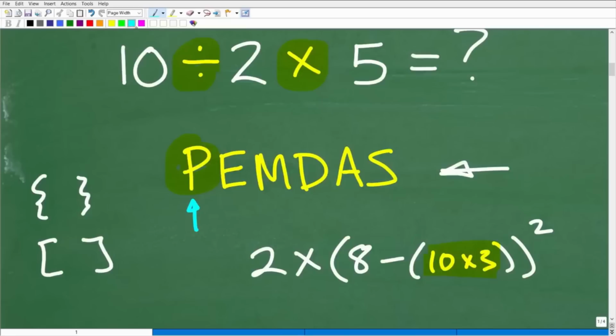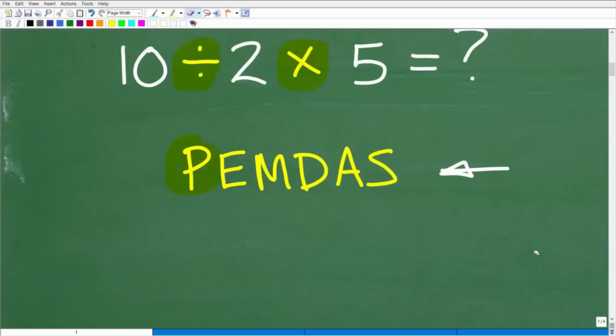Now, E stands for exponents. Effectively, that's powers. So if you see things like 2 to the third power, that's what you want to address next. Now, the biggest source of confusion, and I've been teaching math for decades, is the following. Parentheses, do your parentheses, starting from the inner parentheses first. If you see powers, address those.